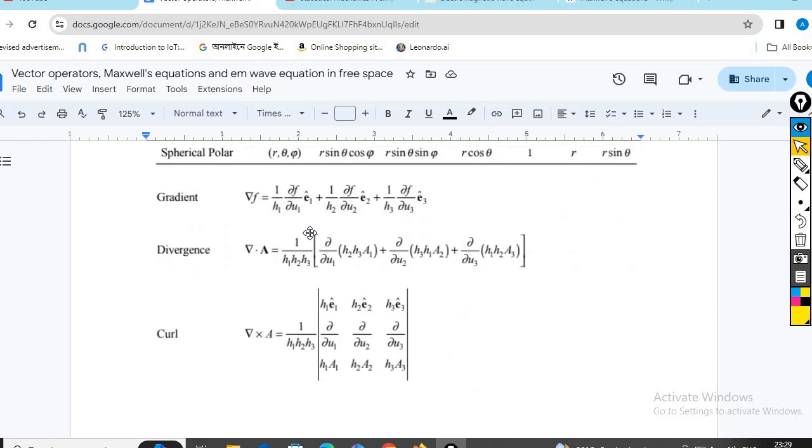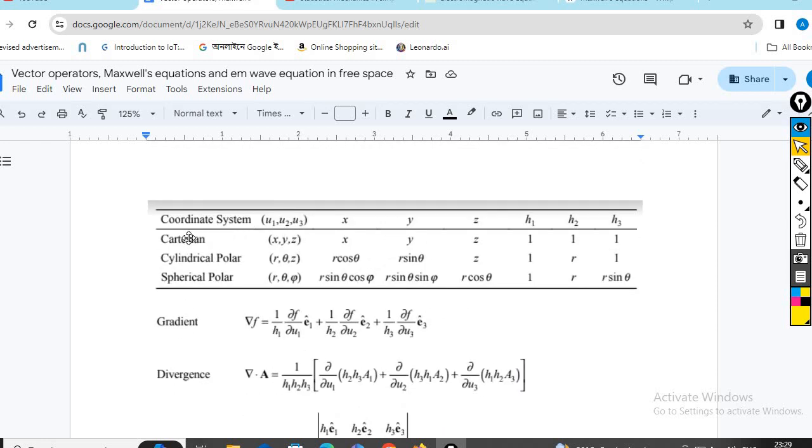Now this is a very generalized form of gradient, divergence and curl. They are written in a generalized form. In this generalized form, we can write it for the Cartesian coordinate system, cylindrical polar coordinate system and spherical coordinate system. Just look at this. The axes are x, y and z; r, theta and z; r, theta and phi. So what will be the relation between x, y and z? This is given here. And some parameters, the h parameters, are given.